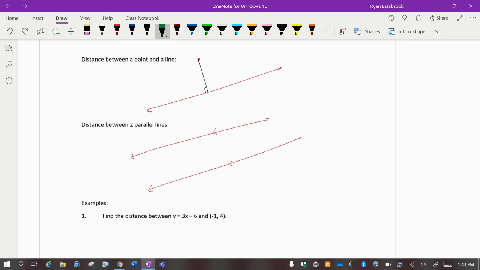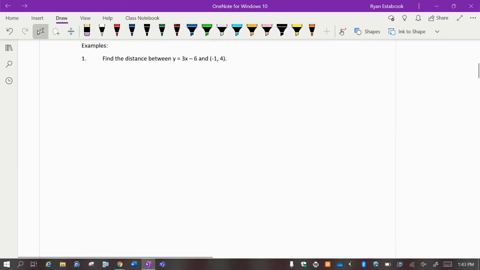Instead, we're going to go the shortest distance, which again is the perpendicular distance. And it's perpendicular to both of them. So distance between parallel lines, we have the perpendicular distance. Examples. The distance between the line y equals 3x minus 6, looks something kind of like this, and the point -1, 4.